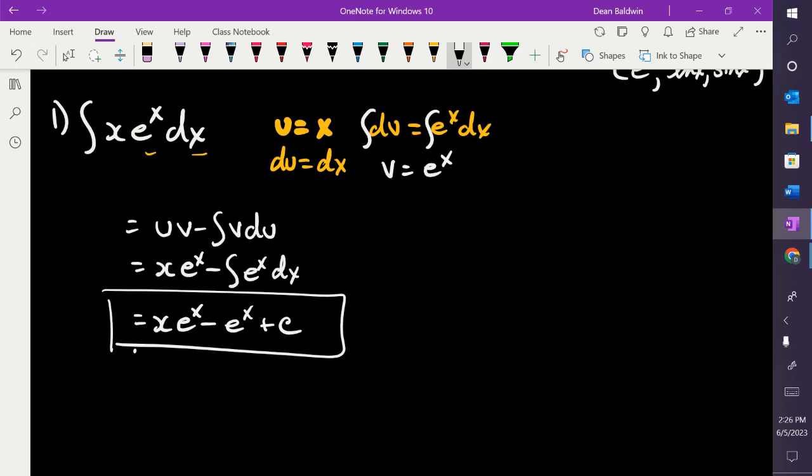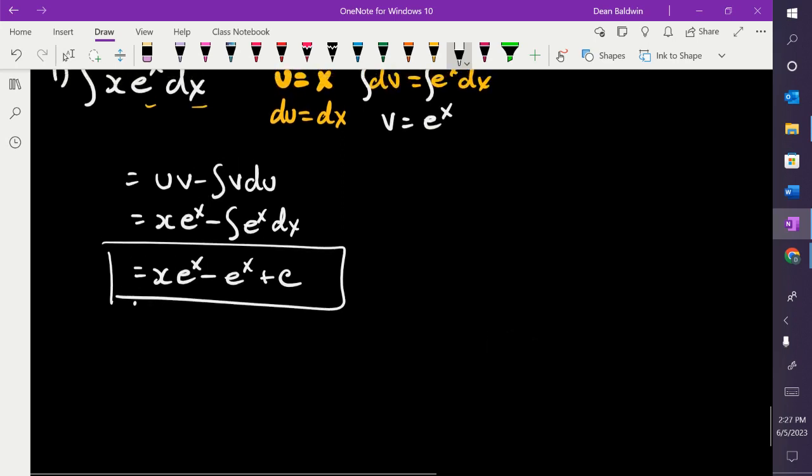So it allows us to solve more complicated integrals. Okay? All right. We're just going to do 2 more examples, and that'll be it for this part.